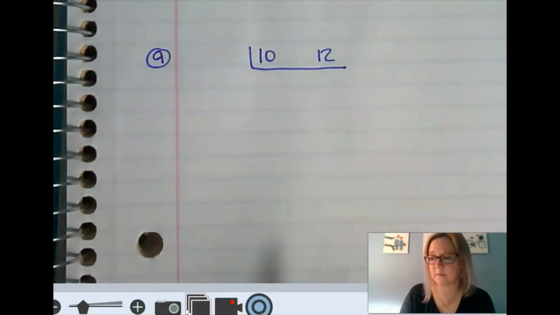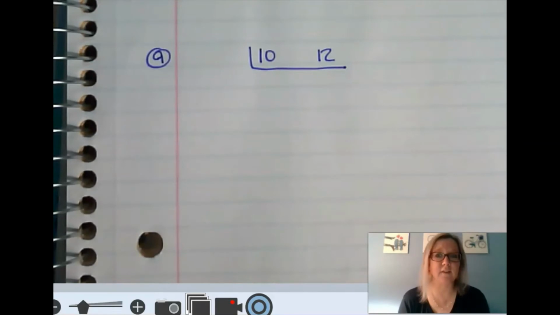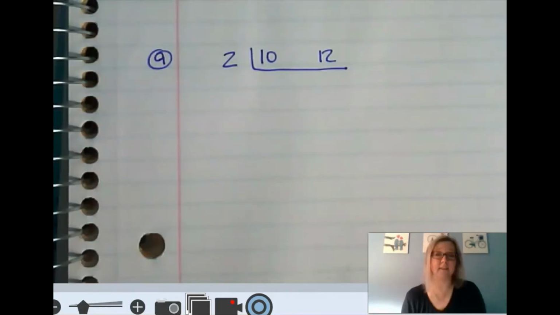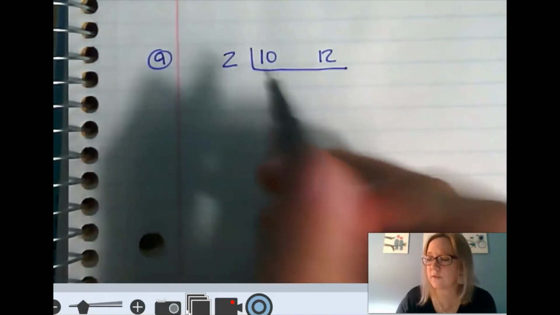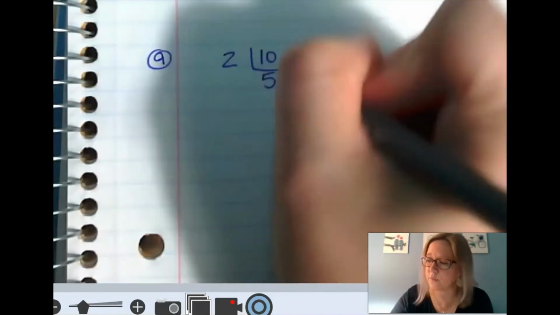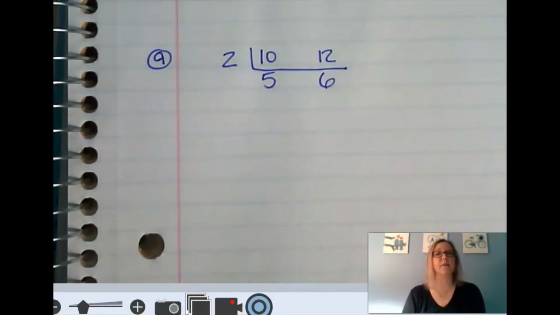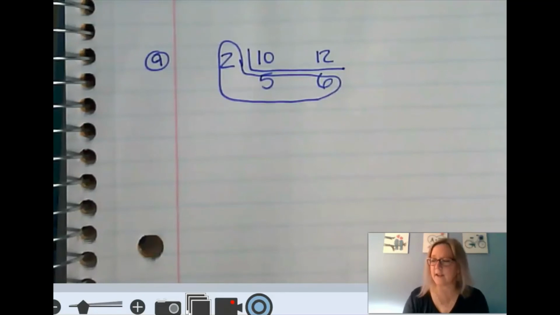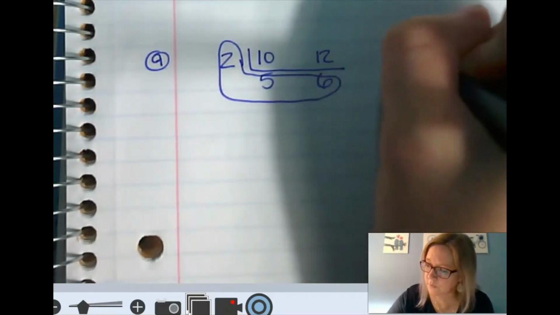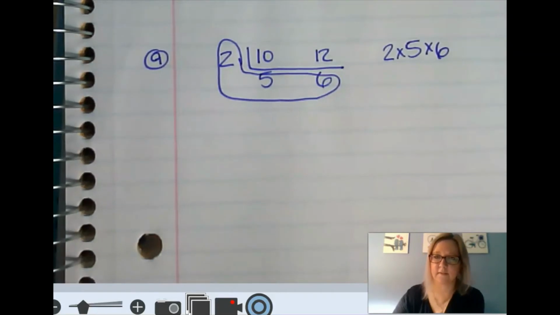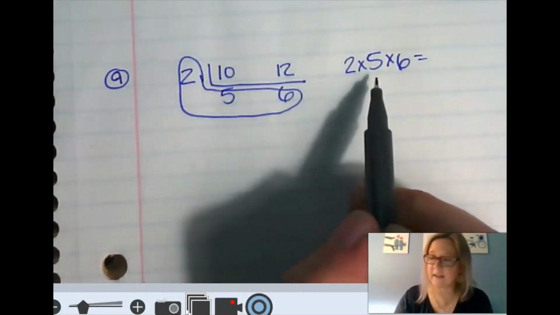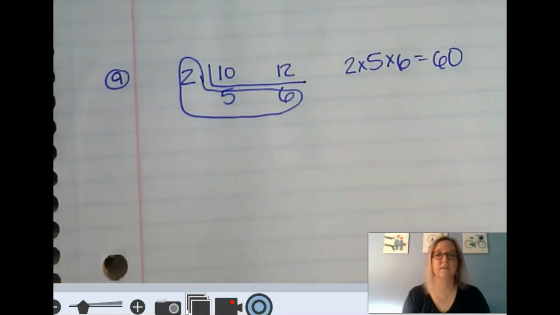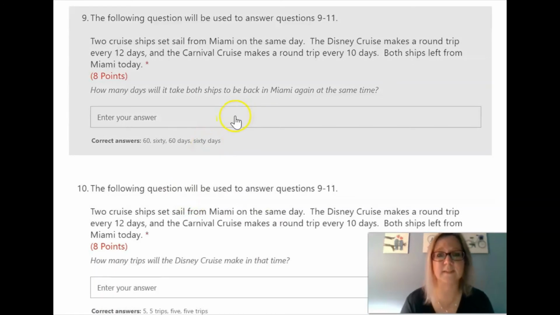So I'm going to use my sled method. The only factor they have in common besides 1 is 2. So that's easy peasy. Divide out the number 2. 2 goes into 10 5 times, and 2 goes into 12 6 times. I'm going to stop here, and for least common multiple, I multiply all the numbers on the outside of the sled. And so 2 times 5 times 6. 2 times 5 is 10. 10 times 6 is 60. So the answer to the first part would be 60. So in 60 days, they would both be back there at the same time again.